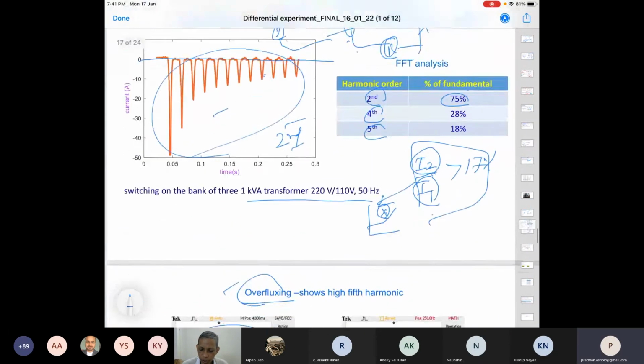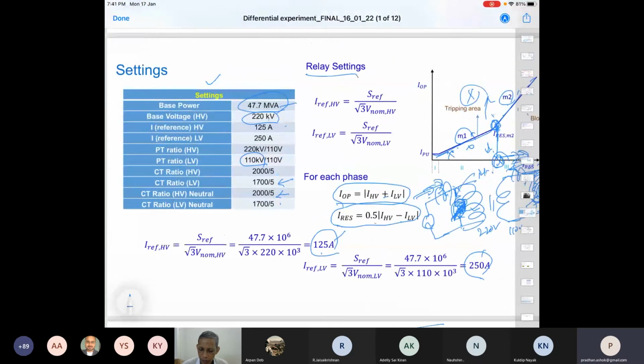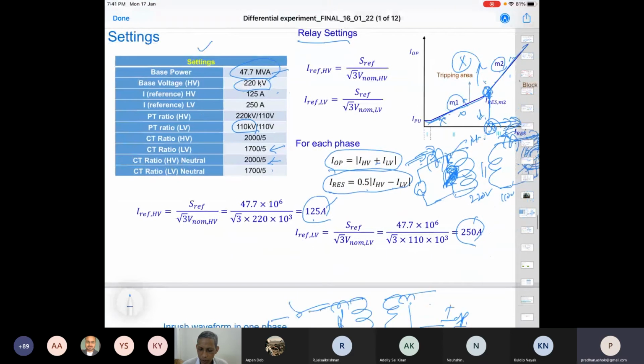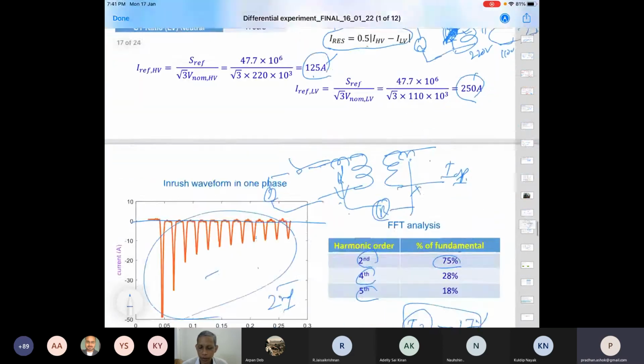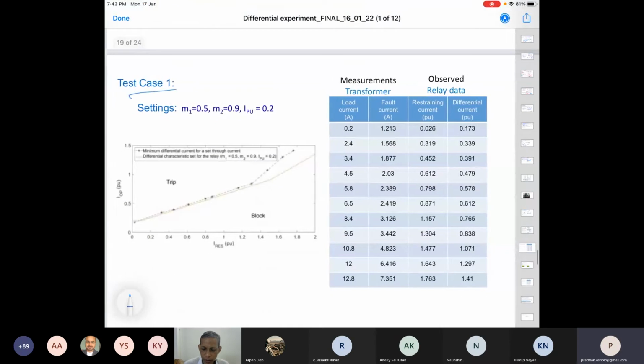Earlier we were discussing the relay settings, and this is our arrangement. We now would like to verify the corresponding characteristic. So what will we verify? One experiment case: we took M1 equals 0.5, M2 equals 0.9, and the corresponding threshold setting is 0.2. These are the settings we have to make in the lab, in the relay.